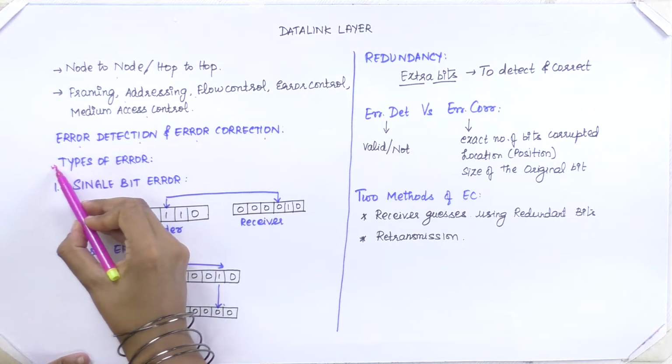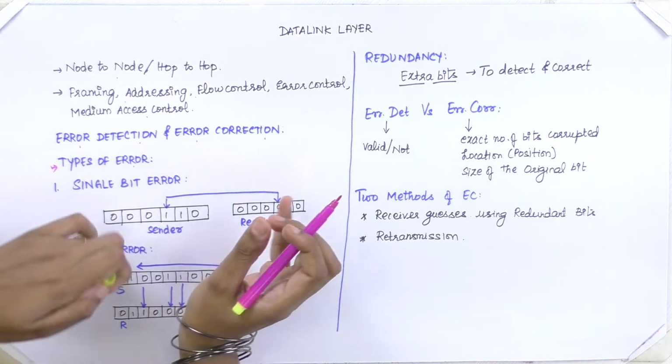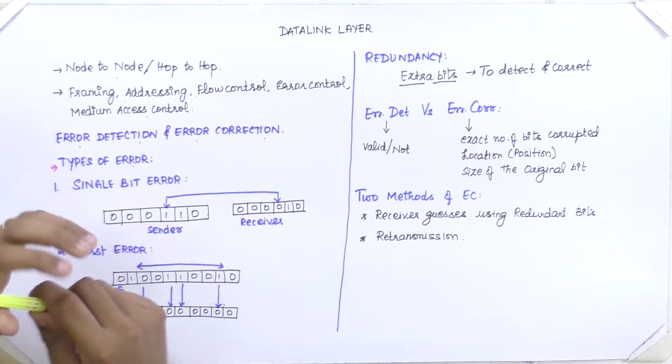First, you must know what an error is and how an error occurs. If I send data and there is some interference or disturbance in the transmission medium, my data gets corrupted, which means my bits get corrupted. On the receiver end, the data will not be original; it will be corrupted data. That is what you call an error. Let us see the types of error.